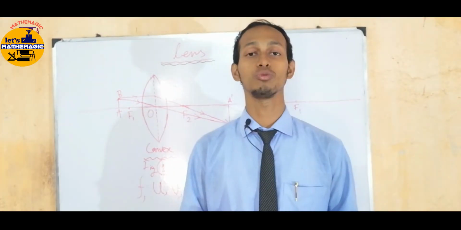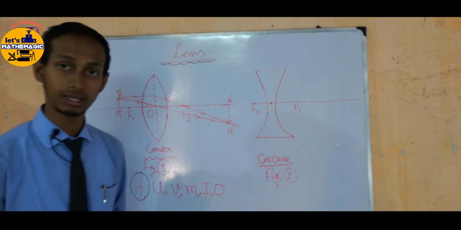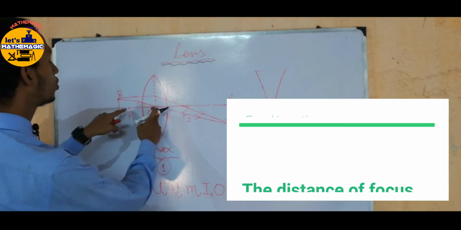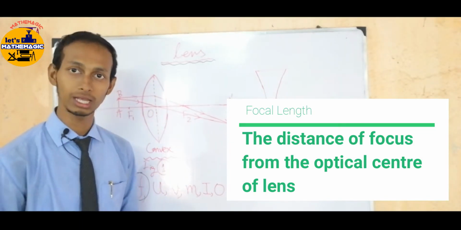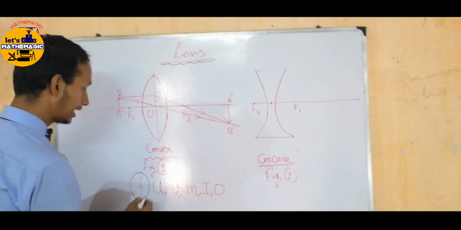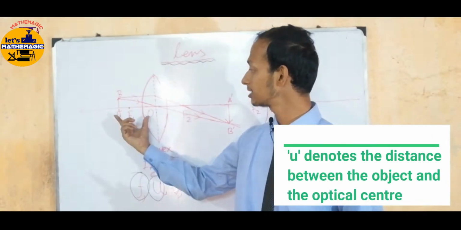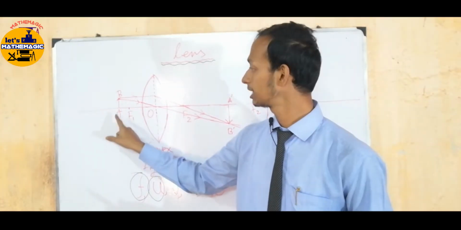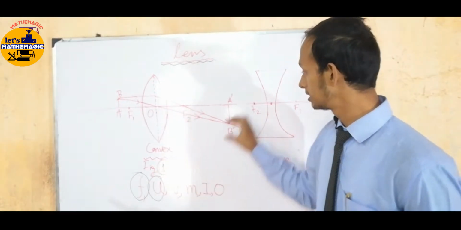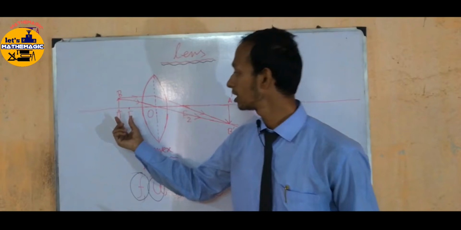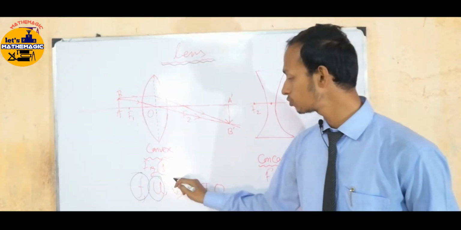Before starting the numericals, the very important thing is that small f denotes the focal length. So what is the focal length? From O to F1, the distance from the optical center to the first focus or second focus is called the focal length of the lens. And small u is called the distance of the object from the lens. Here we can see one object, AB, and this is the image after refraction from the lens, that is A dash B dash. So here the value of u will be the length of OA.